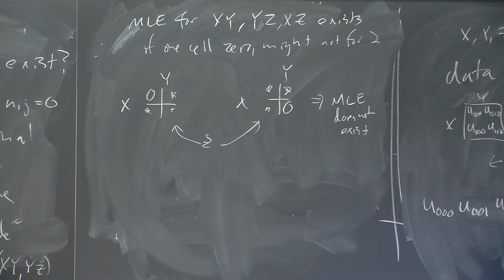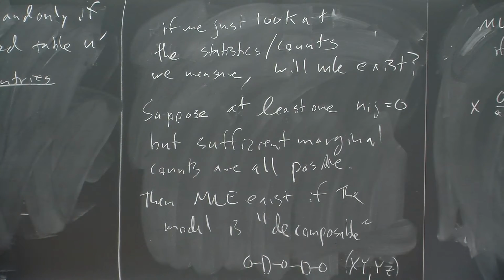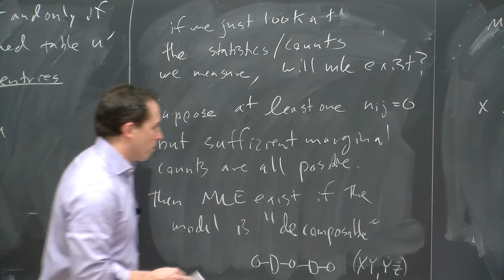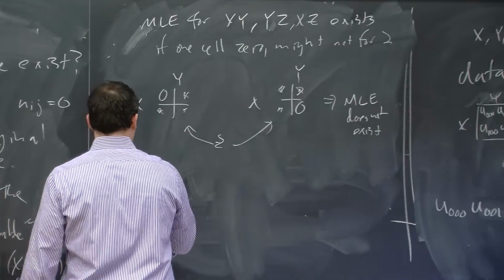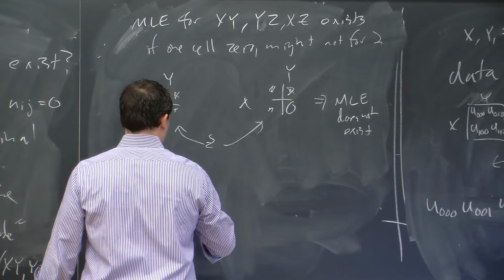So I said it does if we have sufficient marginal counts. If the marginal counts, the things that we're measuring, the things that correspond to the parameters, are all positive, and the model is decomposable. And let me tell you now what I mean by decomposable. So first, let me give you a couple of examples.